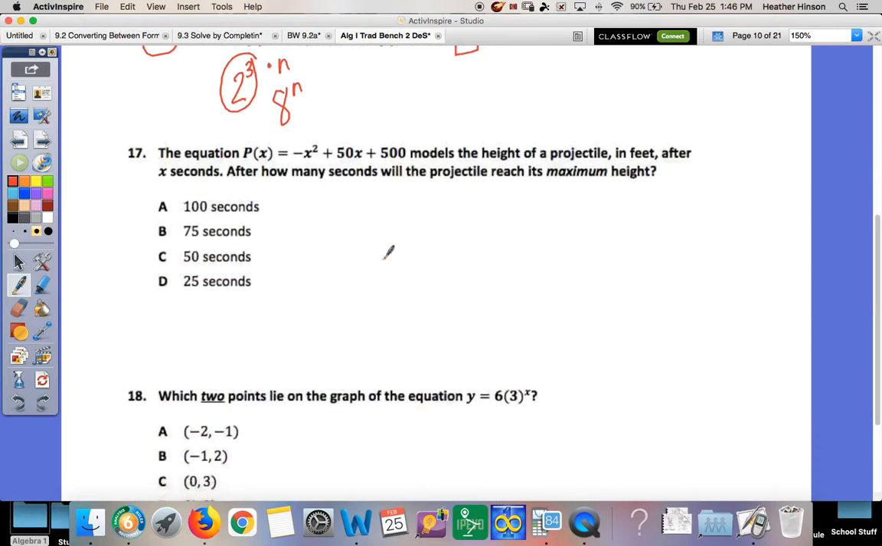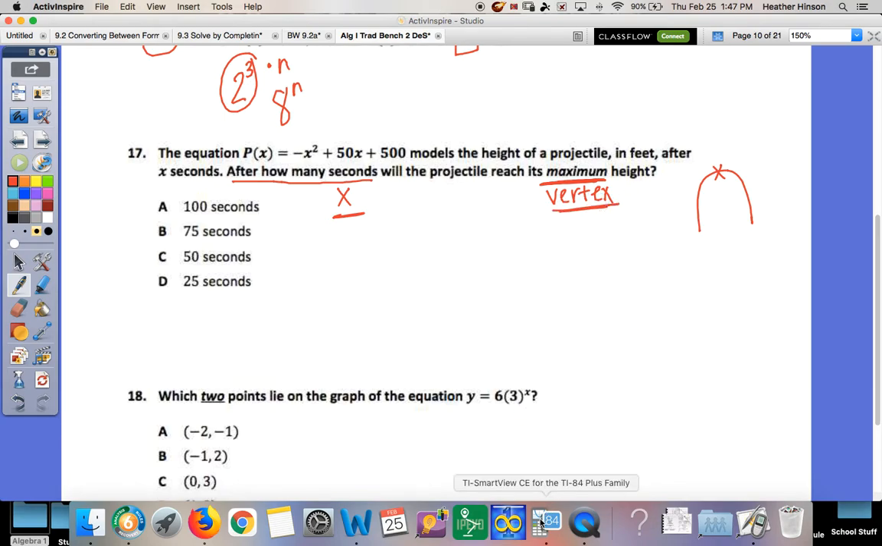Okay, the equation P of x equals negative x squared plus 50x plus 500 models the height of the projectile in feet after x seconds. After how many seconds will the projectile reach its maximum? So what is it asking for? It says after how many seconds? Time is always going to be your x. And will it reach its maximum height? What is the maximum on your graph called? That's your vertex. So this is asking you to find the x of the vertex.